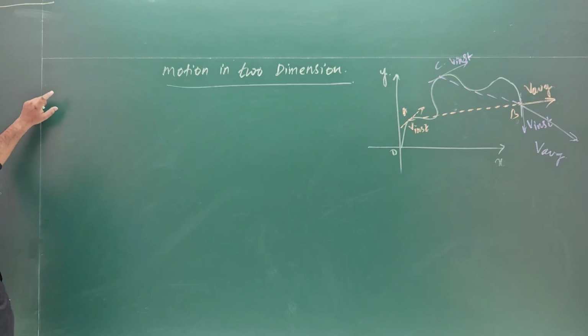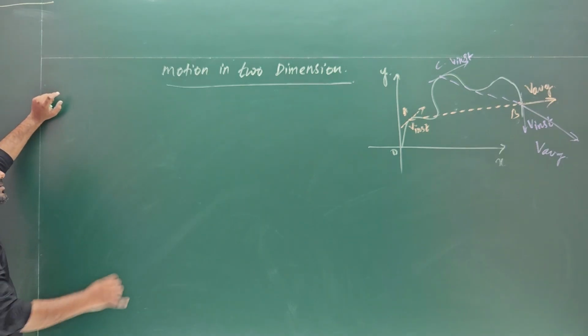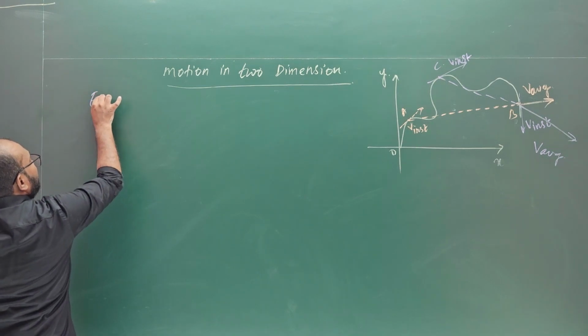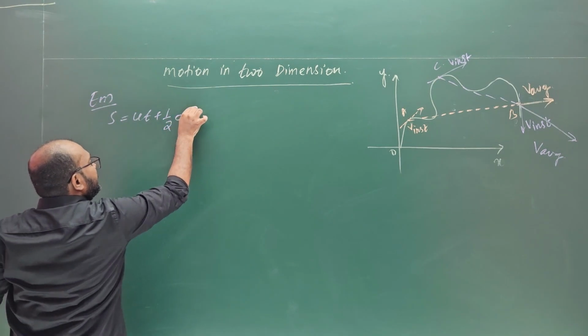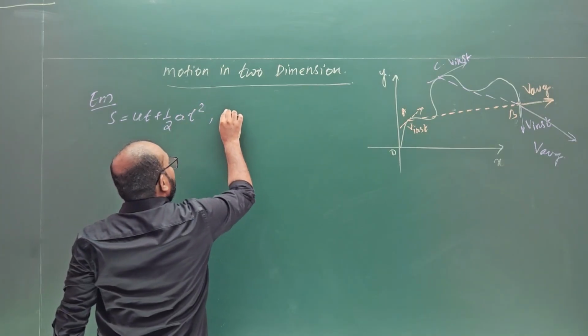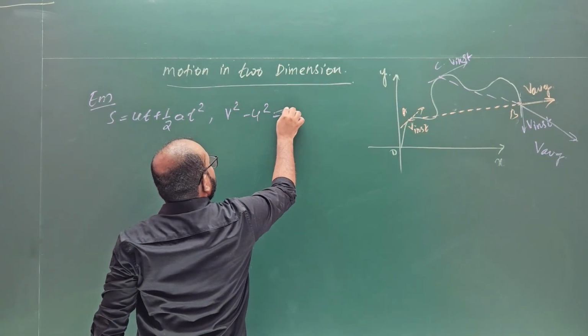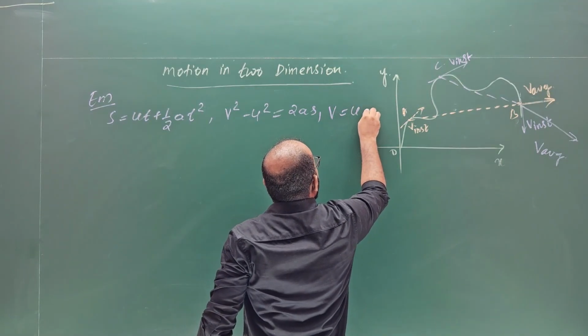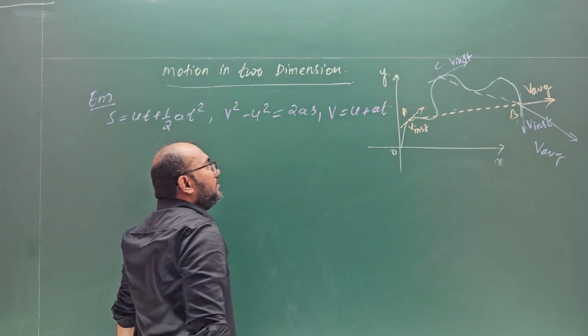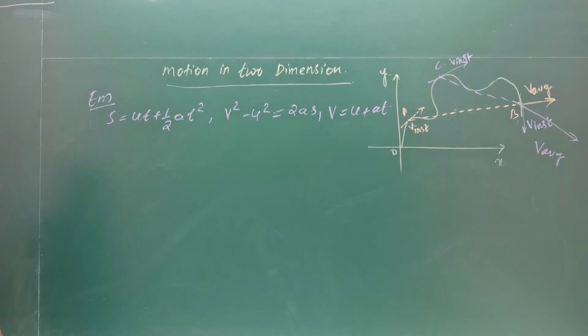Now come back to the equation of motion in 2D. The general equations of motion we have are: s = ut + (1/2)at², then the second equation, v² − u² = 2as, and the third equation, v = u + at. These are the things we learnt in the first chapter, equations of motion. Same thing we will be learning now, but in two different axes. We will be substituting like this.